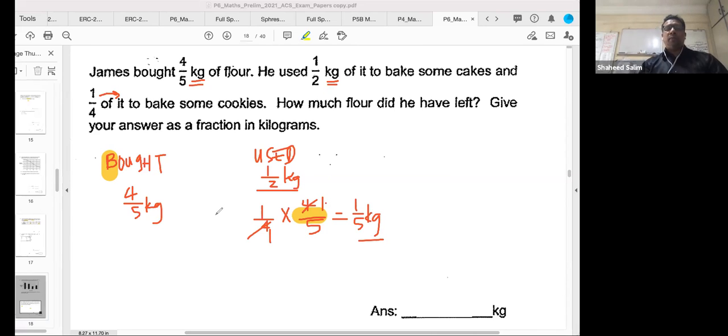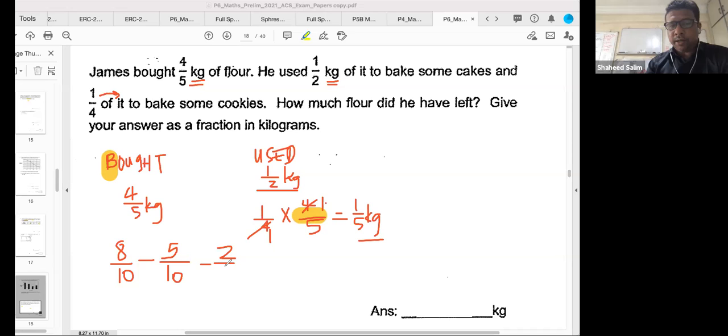And so why don't we minus? So I would change it to 8/10. Okay, why easier? 8/10 minus half. What is half? Half is 5/10. Okay. 1/5 is 2/10. You all know how I change, right? I just times. I hope you all know. Times by 2, times by 2, times by 5, times by 5. I want it easy. So 8 minus 5 get 3. 3 minus 2 get 1. 1/10 kg. That's it. That's the ending.